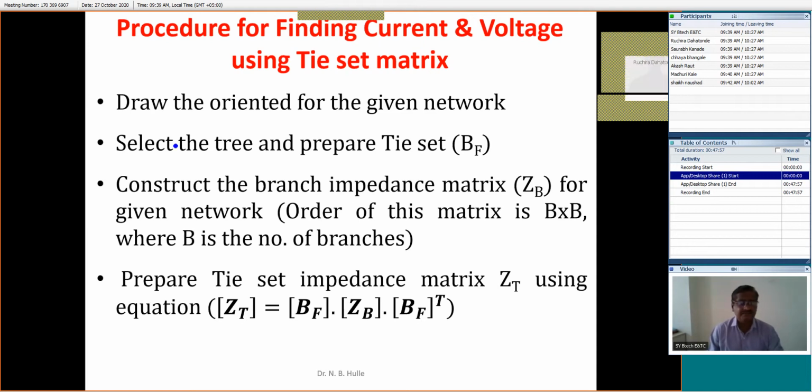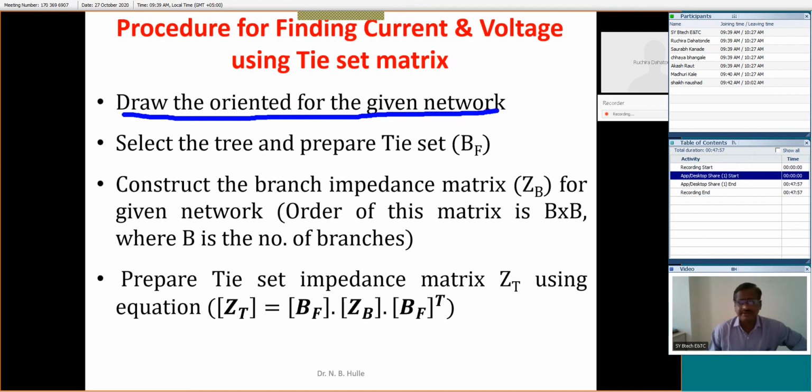Let us try to understand the procedure for finding the branch currents and branch voltages using the tie-set matrix method. Draw the oriented graph for the given network. Means from the given network, first we have to prepare this oriented graph. This is step number 1. Then select a tree and prepare a tie-set.